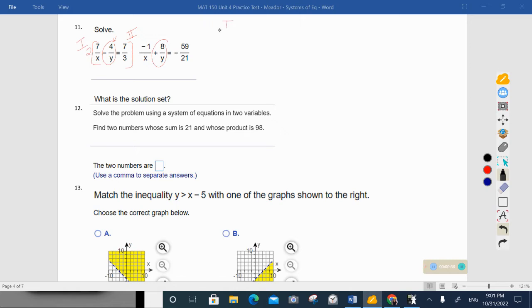Okay, so I'm going to have a new equation 1 over here. 2 times 7 is going to be 14 over x. 2 times negative 4 is negative 8 over y. And 2 times 7 is going to be 14 over 3. So I multiplied the whole first equation by 2. In the second equation, I'm not going to multiply by anything. I'm just going to rewrite the equation.